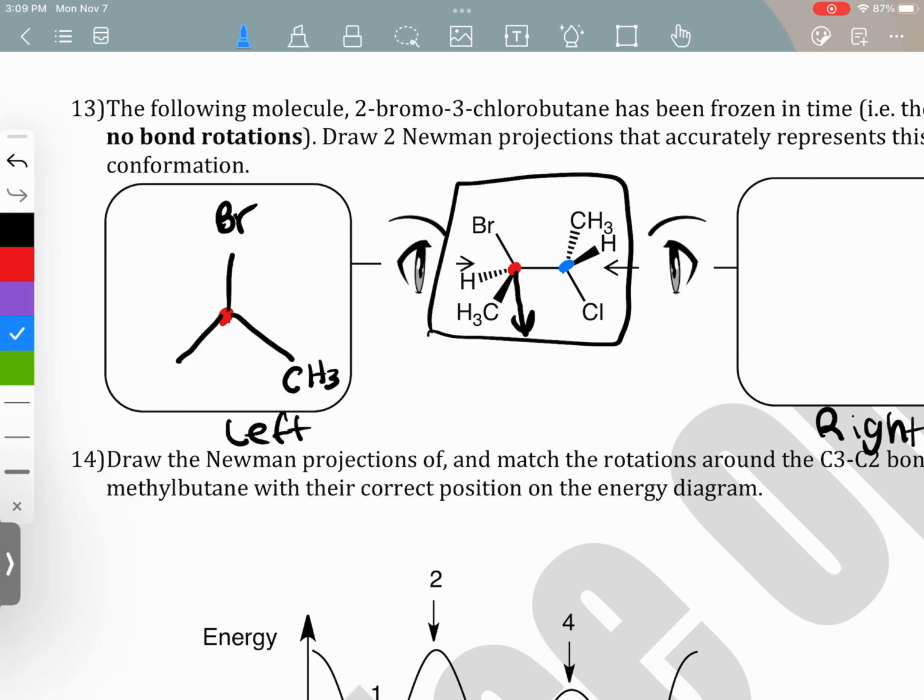So then the hydrogen is on a dash. That means it's going away from us. So it's going this way. And if you look at that from the eye point of view, that is what's going to be going off towards the left.